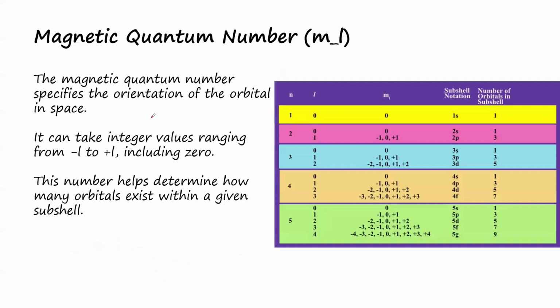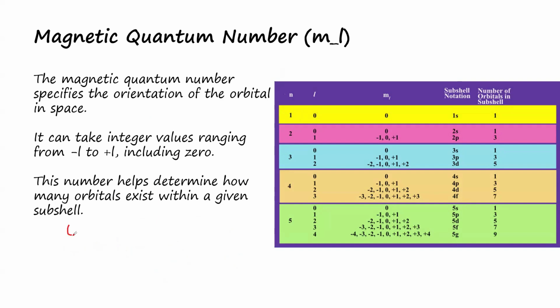Now the next thing is the magnetic quantum number. The magnetic quantum number specifies the orientation of the orbital in space. It can take integer values ranging from minus L to plus L, including 0. Let's look at it here.